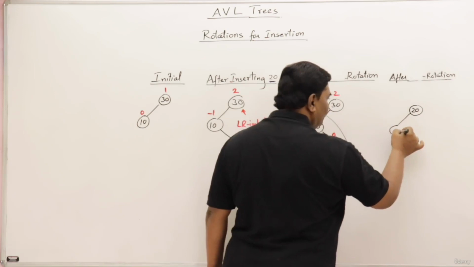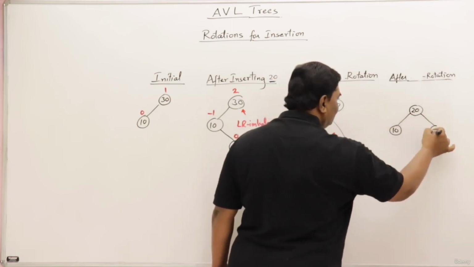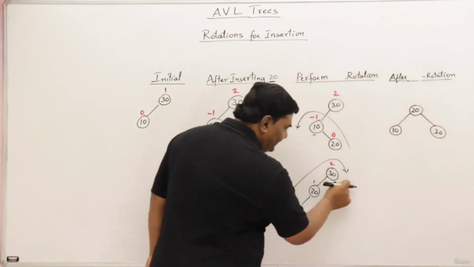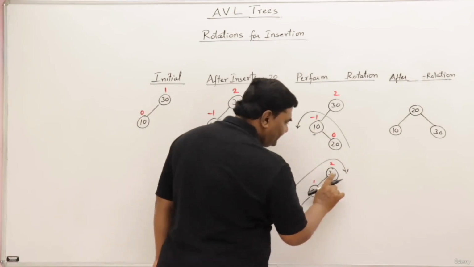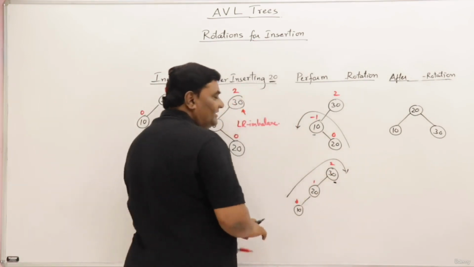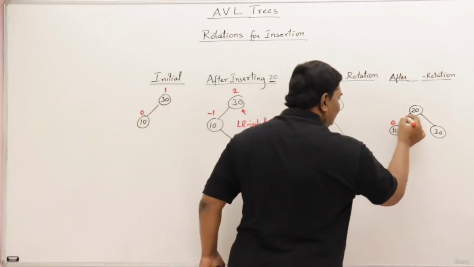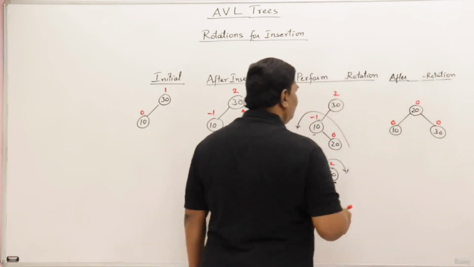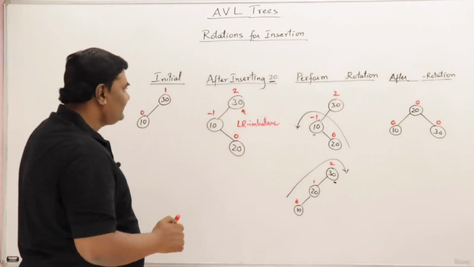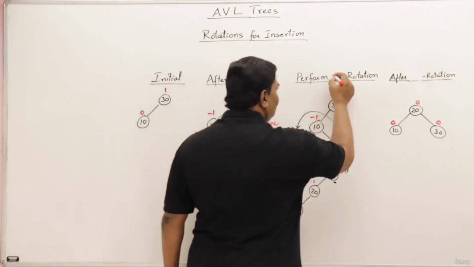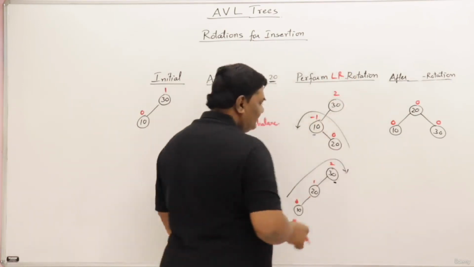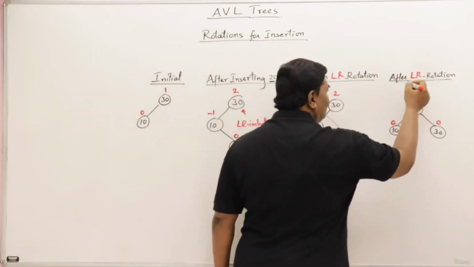So 20 in the root, 10 and 30. See, pull 30 on this side. So 20 will move up, 30 will come down and 10 also will move up. The balance factors are 0, 0, 0. What do you call this? LR rotation. This is also LR.